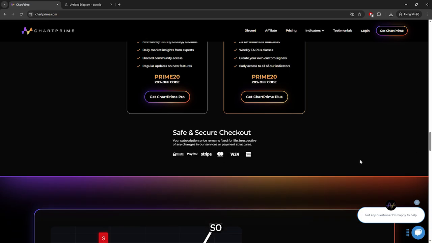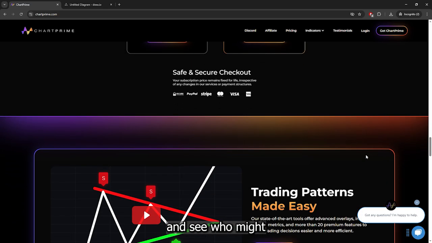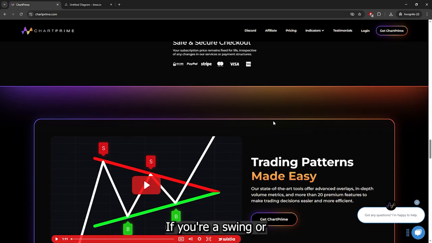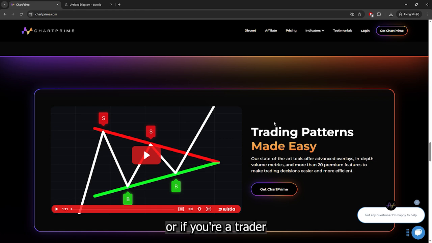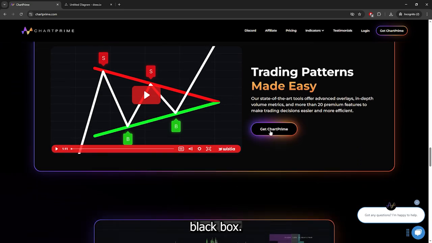So, going over all that, who might ChartPrime be best for? ChartPrime is great if you're a new trader who wants visual help spotting entries and exits. If you're a swing or day trader looking for structure, or if you're a trader who's already using TradingView and you want an upgrade. However, it's not ideal for pure scalpers, algo traders, or those who hate black boxes.